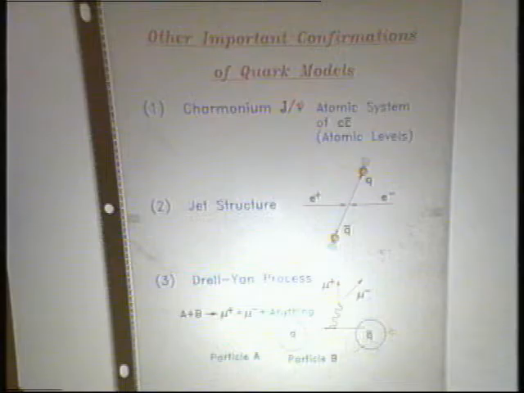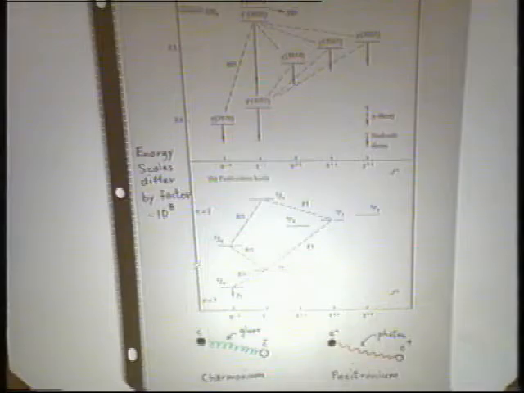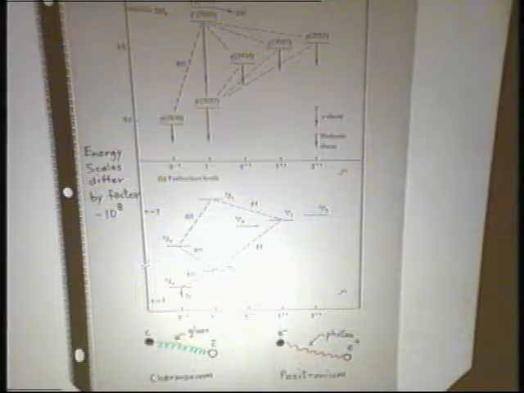Here, for example, is charmonium with a gluon exchange. Here's positronium with a photon exchange. You have atomic levels for positronium. Here's those for charmonium. And there are some great similarities between these two. Of course, the energy scales differ by a factor of 10 to the 8th. But aside from that, one sees the same kind of atomic structure, which is really very, very satisfying in terms of a quark picture.